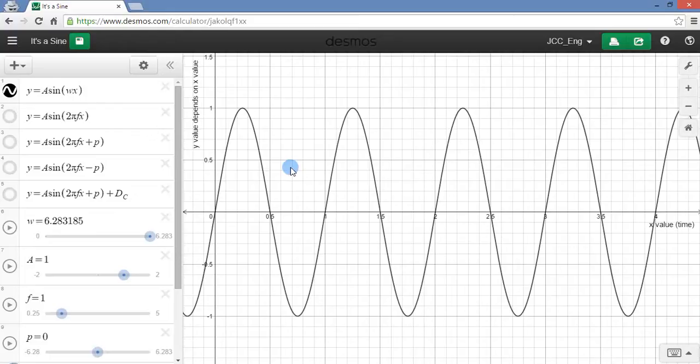So let's have a little look at how things change as we move different sliders. We've got A, which is known as the amplitude. It's also known in electronics as the peak value.